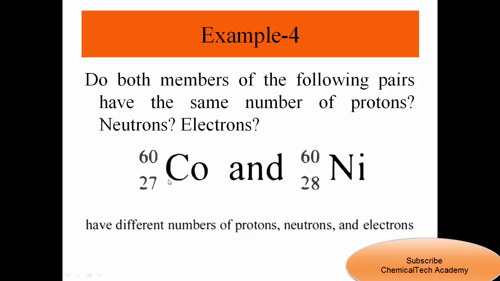Let's calculate the number of neutrons. 60 minus 27 is going to give us 33. So 33 is the number of neutrons for cobalt. And here we have 60 minus 28, which is going to be 32. So the number of neutrons for nickel is 32. So these two are different. They have different numbers of protons, neutrons, and electrons.